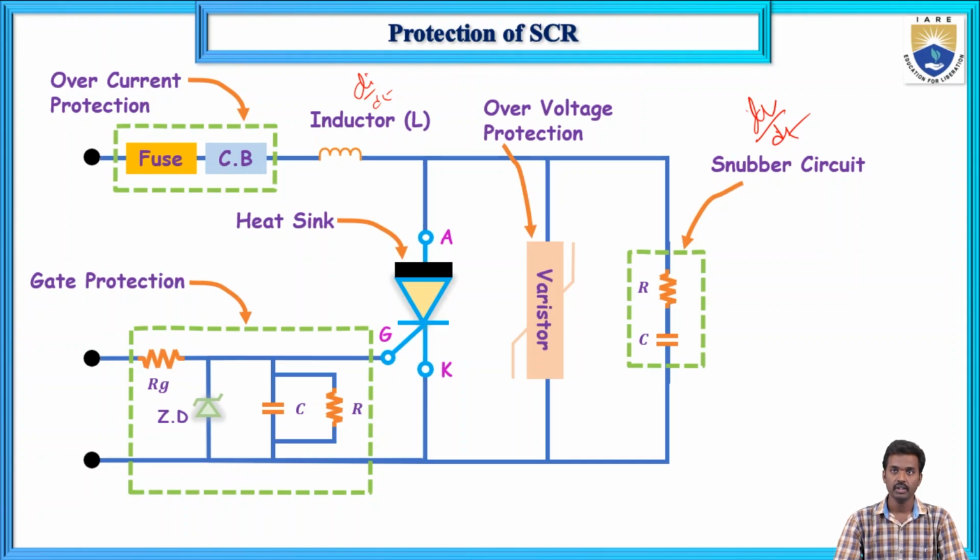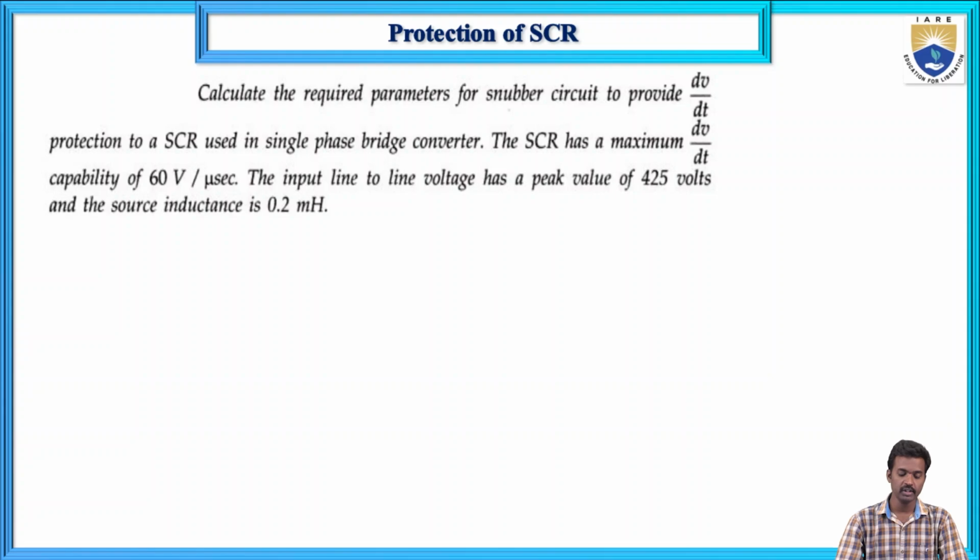So now these are the problems. The first one is: calculate the required parameters for a snubber circuit to provide dV/dt protection to an SCR used in a single phase bridge converter. The SCR has a maximum dV/dt capability of 60 volts per microsecond, and the input line voltage has a peak value of 425 volts, and the source inductance value is 0.2 millihenries.